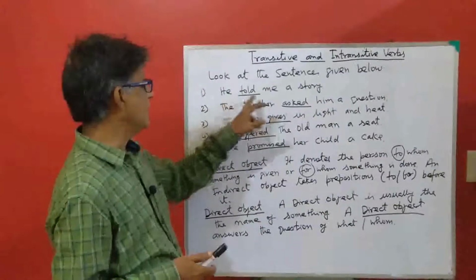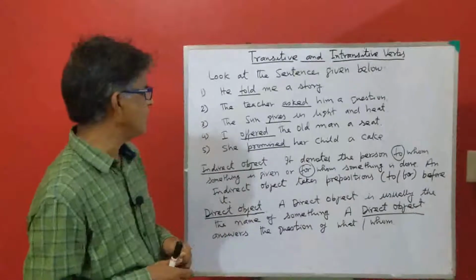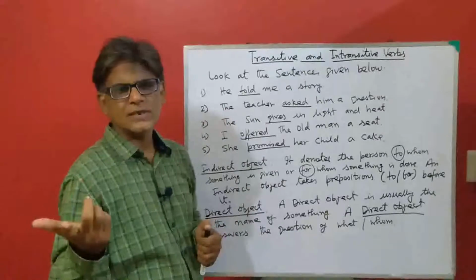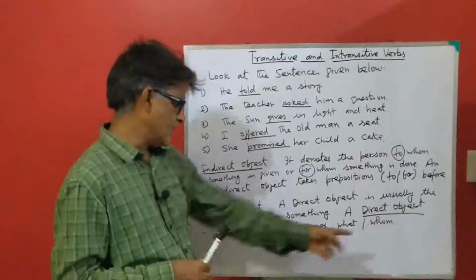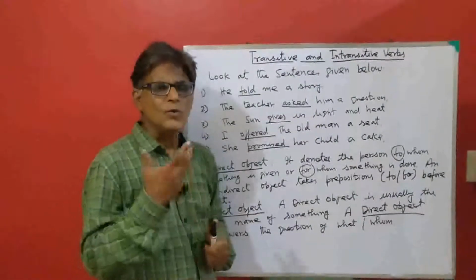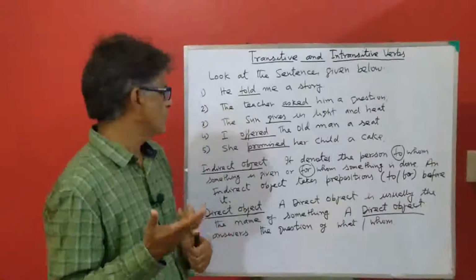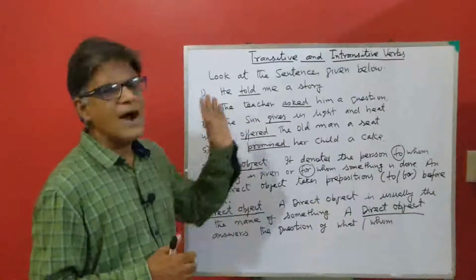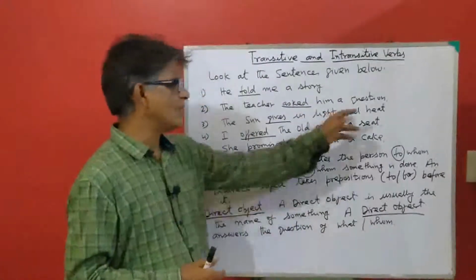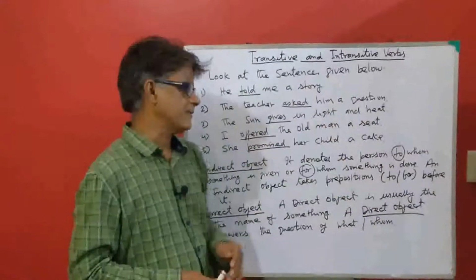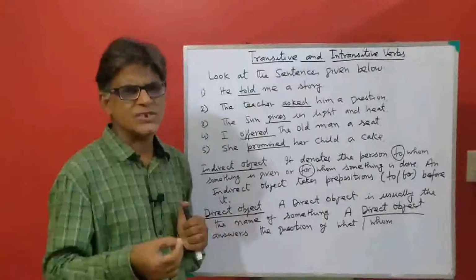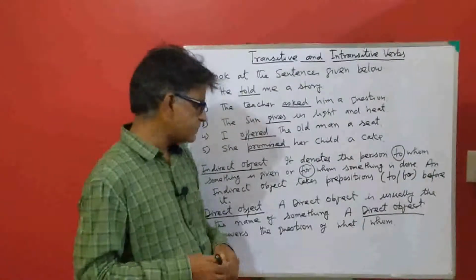For example, he told me a story. If you ask the question, what did he tell? A story. It is a direct object. Similarly, the teacher asked him a question. Whom did? Or what did the teacher ask him? The answer is a question. So a question is a direct object. So you can find out the direct object in a sentence by asking the question with what and whom.